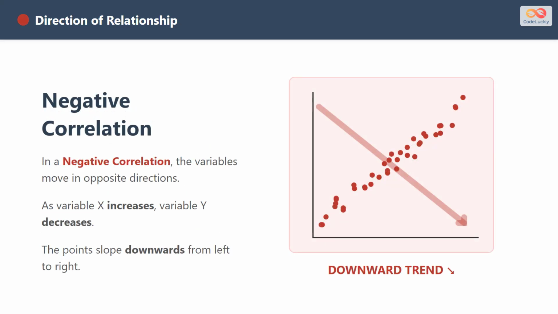Conversely, we have negative correlation. In this case, the variables move in opposite directions. As the x variable increases, the y variable decreases. On the graph, the points slope downwards from left to right, similar to walking down a hill.